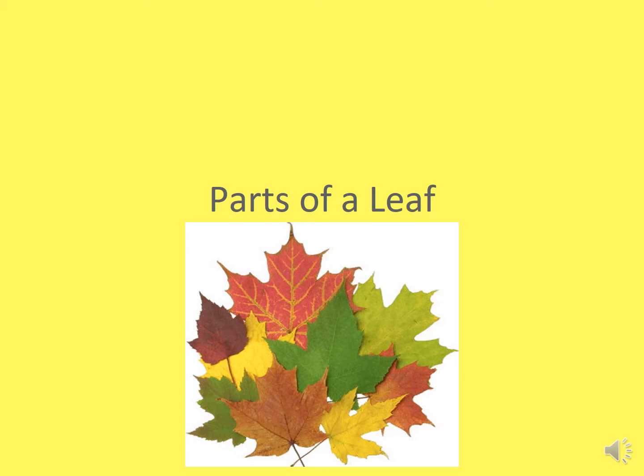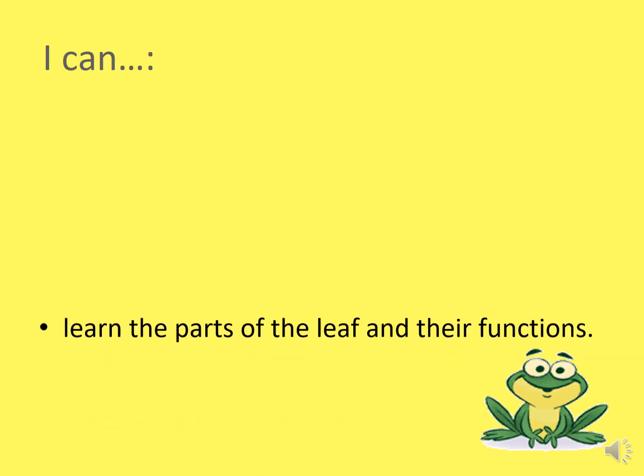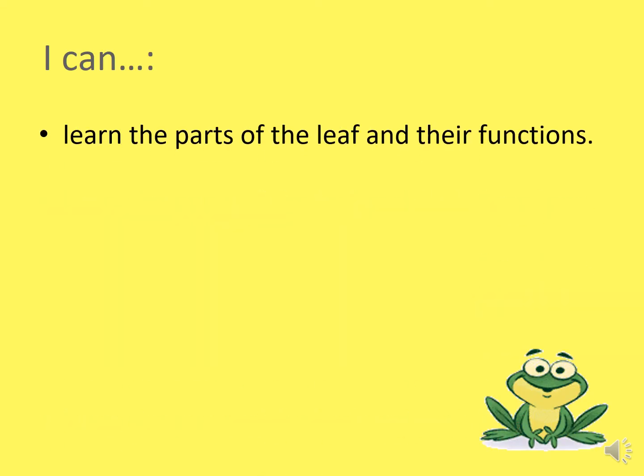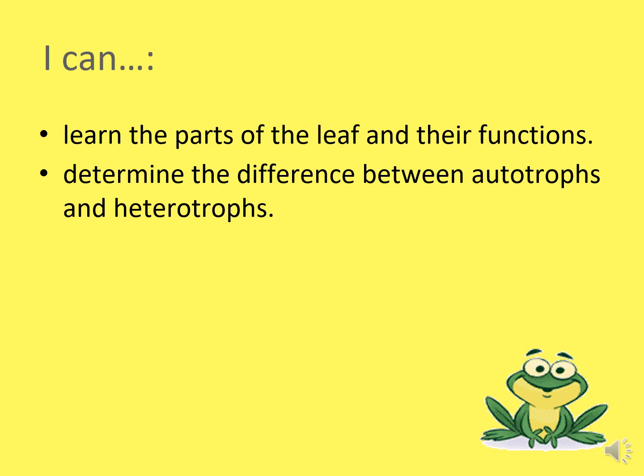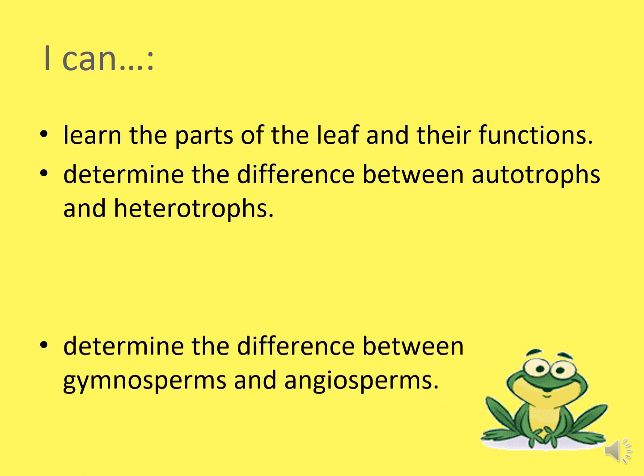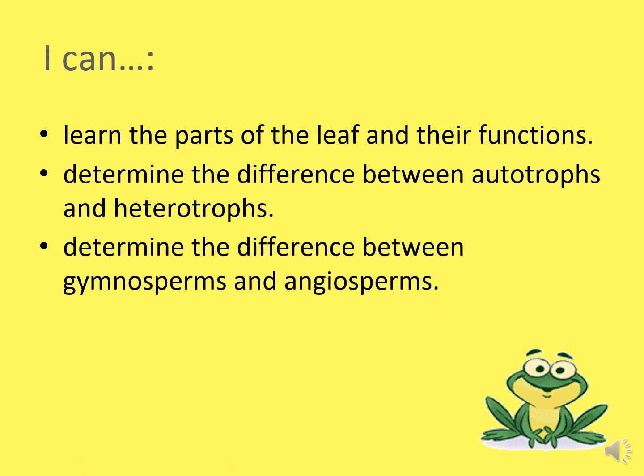We talked about energy, we talked about photosynthesis, but now we need to understand photosynthesis to another core. We have to understand the parts of the leaf. So, today we're going to learn the parts of the leaf and their functions, determine the difference between autotrophs and heterotrophs, determine the difference between gymnosperms and angiosperms, learn the parts of the flower.